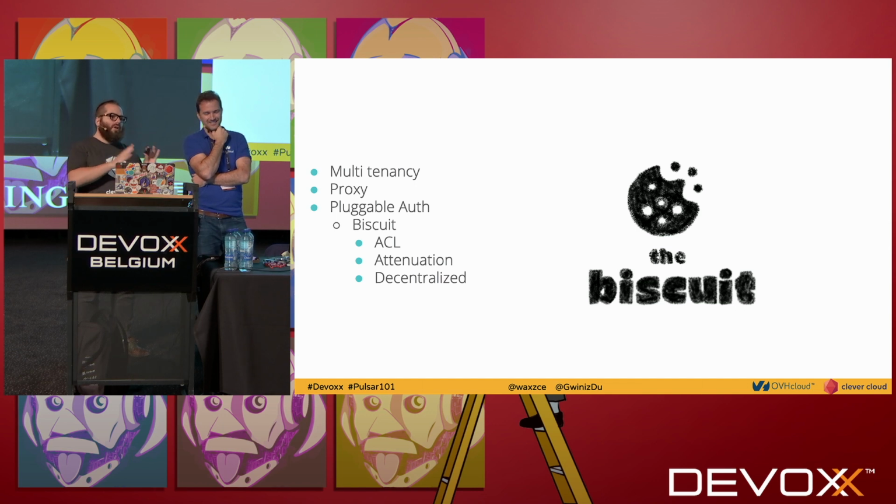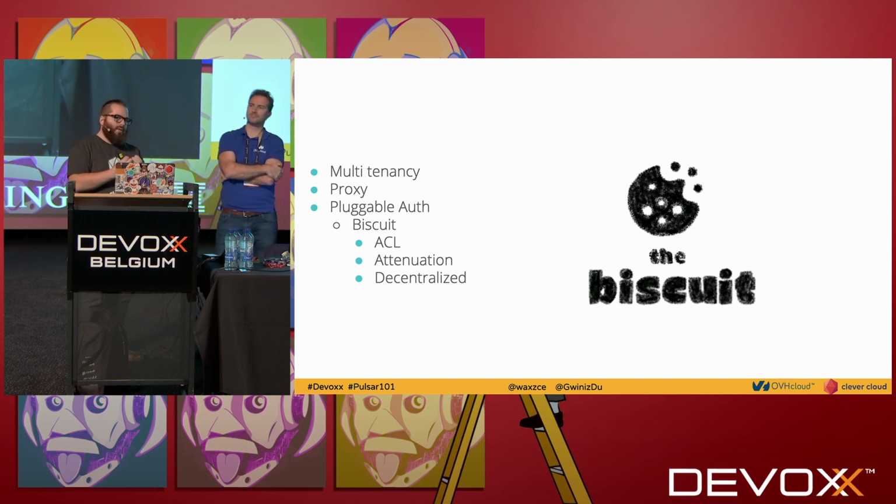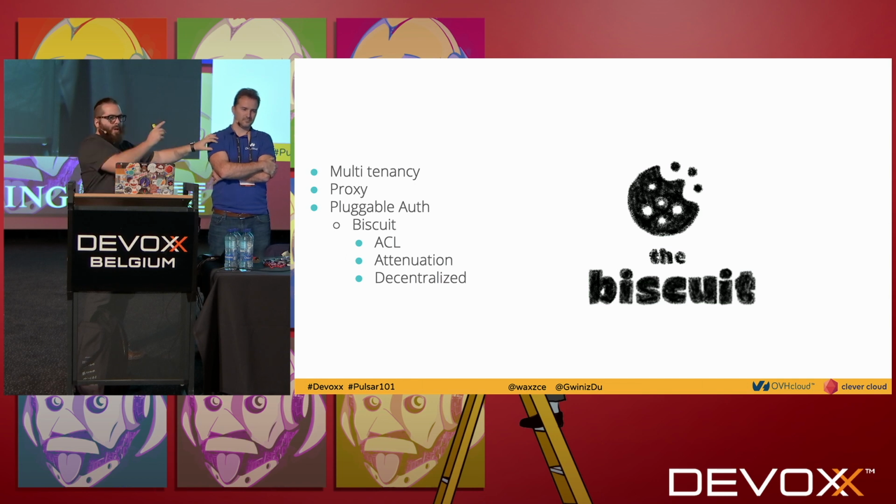Biscuit is a new token for access. It's designed with protocol buffers at the beginning, so it's a small token. And it allows you to do something very nice, which is called attenuation. Attenuation is the ability to say, if I have a biscuit, I can craft a biscuit which will have the same rights or fewer rights than my biscuit and give it to Steven. And Steven will be able to access the system with this.